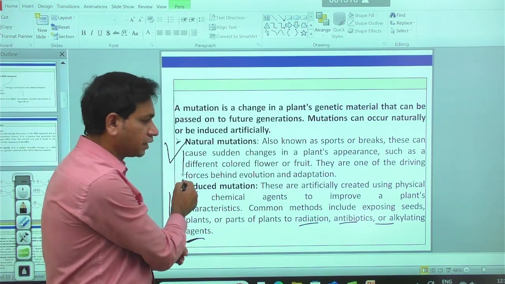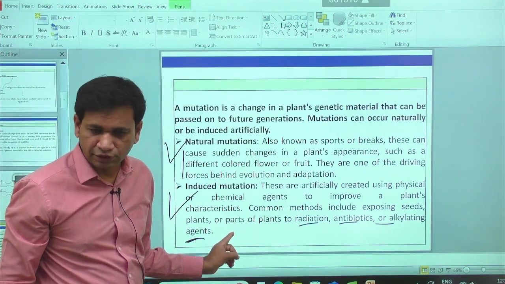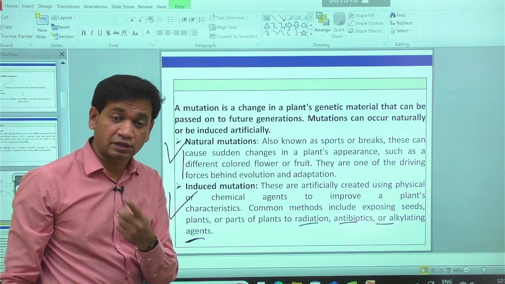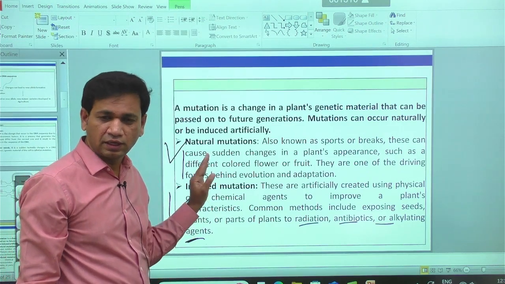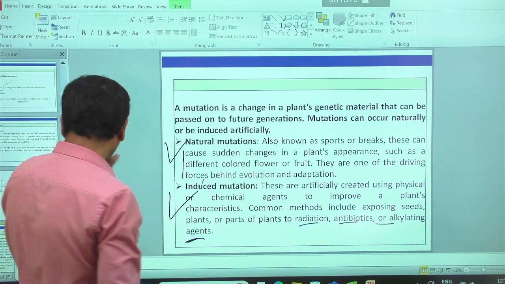Another is natural mutation. Natural means spontaneous mutation, and another is induced mutation. We have two types of mutation based on occurrence. Based on the occurrence, one is natural, another is chemical induced mutation.